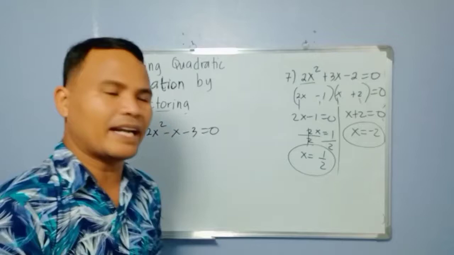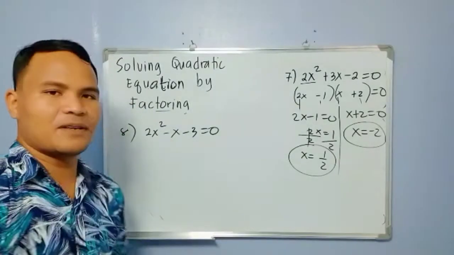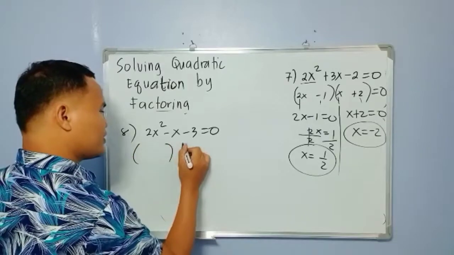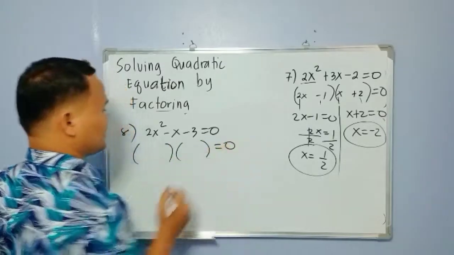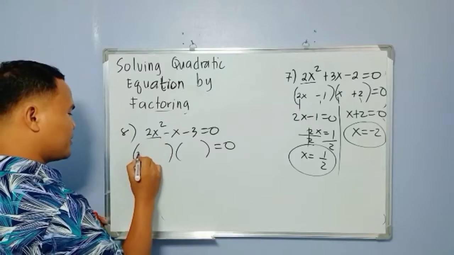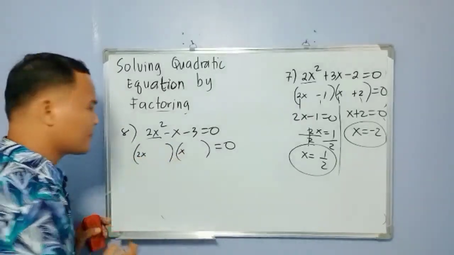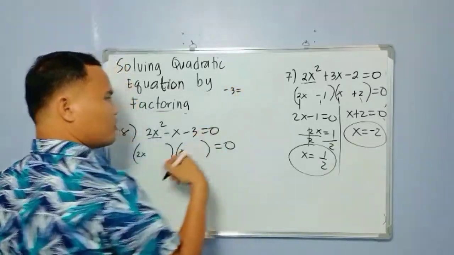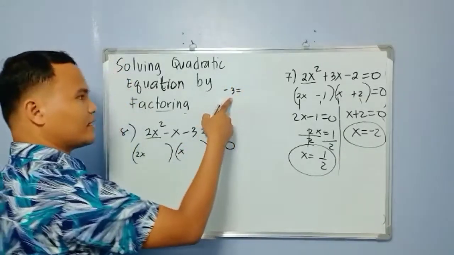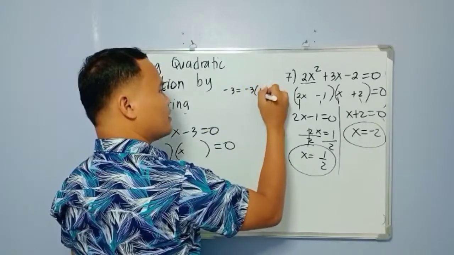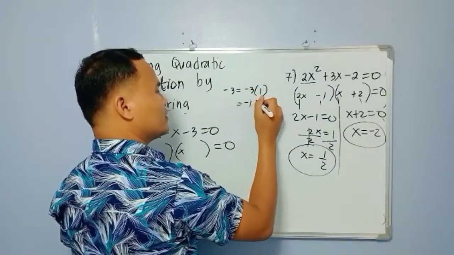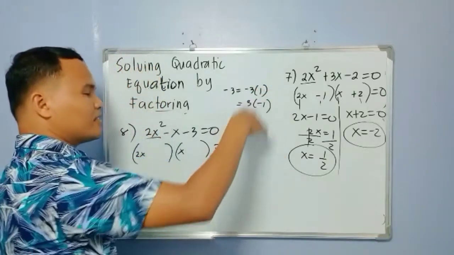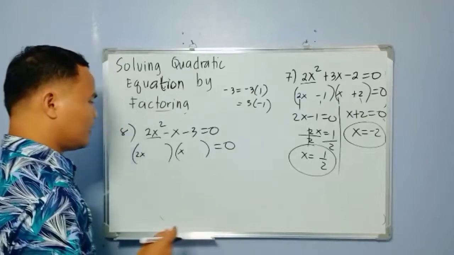Okay, example number 8. 2x squared minus x minus 3 equals 0. Don't forget to create 2 parentheses equals 0. Factors of 2x squared will be 2x and x. Factors of negative 3. So what are the possible factors of our negative 3? So we have negative 3 times 1. We have also negative 1. Or we have also 3 times negative 1. So which of these two factors is the correct factor?